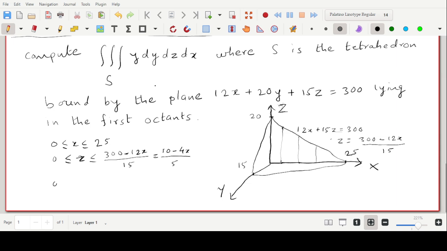Now what is y? The most crucial thing out of all these. See, we want to cover this whole tetrahedron. So we must take into account every point that lies inside this tetrahedron in order to cover the whole solid. In order to integrate over the whole solid, we want to take into account every point in this tetrahedron. Now consider this sort of a triangle which is parallel to this triangle lying in the YZ plane.